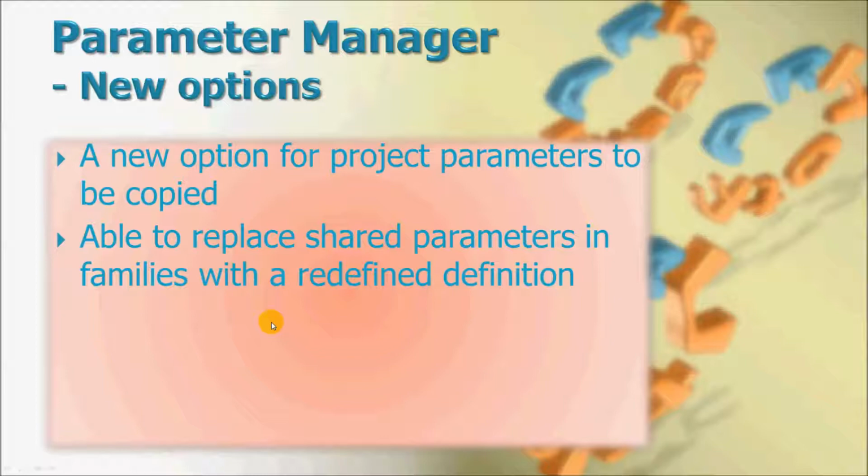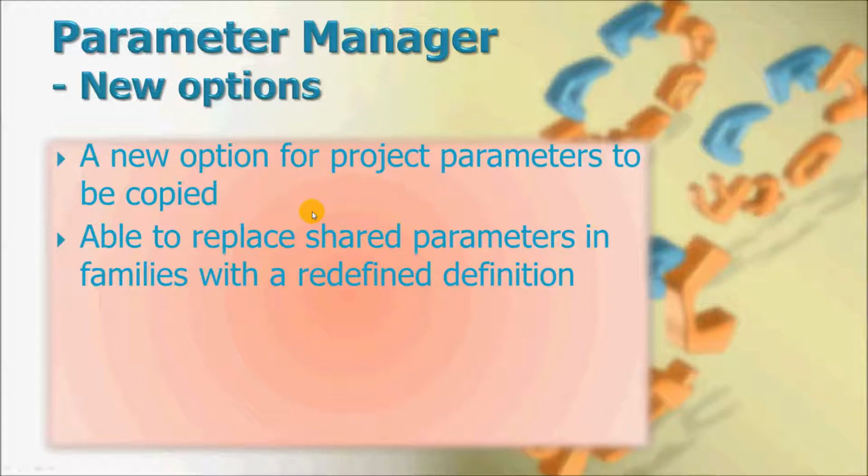Now, two other options which are new to the parameter manager are an ability to copy project parameters. So you can select a project parameter and say copy it to a shared parameter, and all of the values will be replicated between those two parameters. This enables you to turn what is just a project parameter into a shared parameter. All the associated categories are dragged across with the new definition, and all the values are copied across. So an easy way to go from a project parameter to a shared parameter.